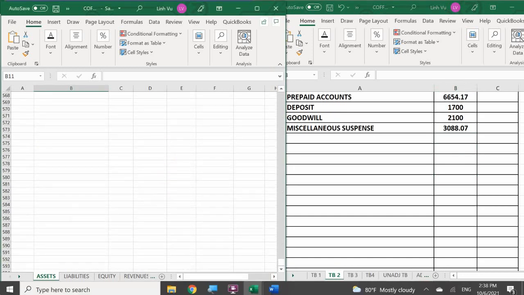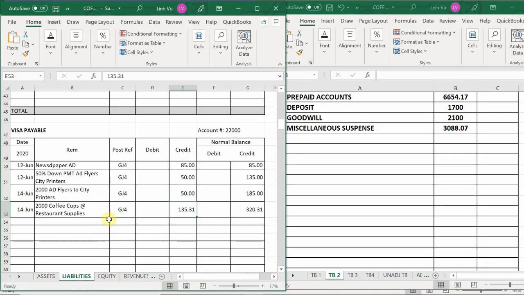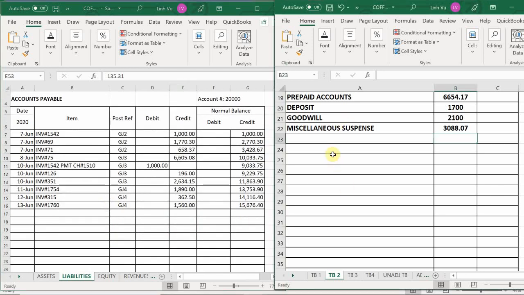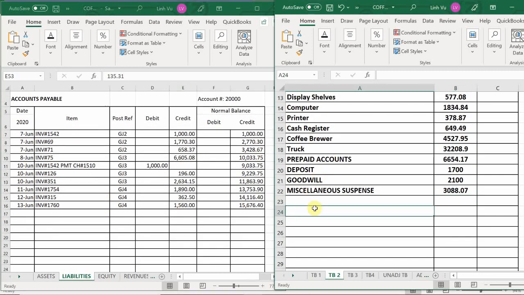So now we've got to move to liabilities. Here we have a few accounts that we actually opened up. We have accounts payable. So you have on the credit side 50,676.40.